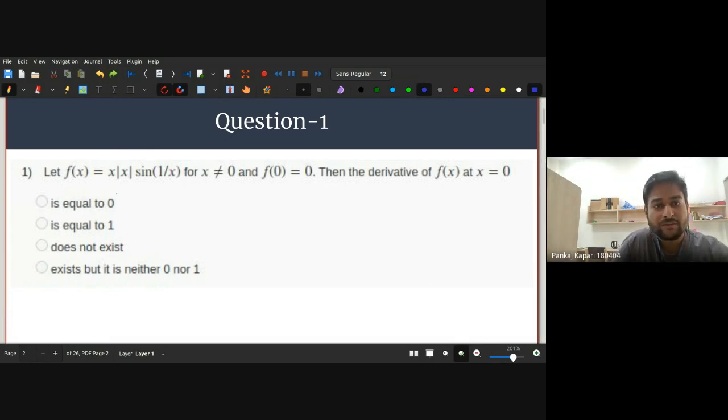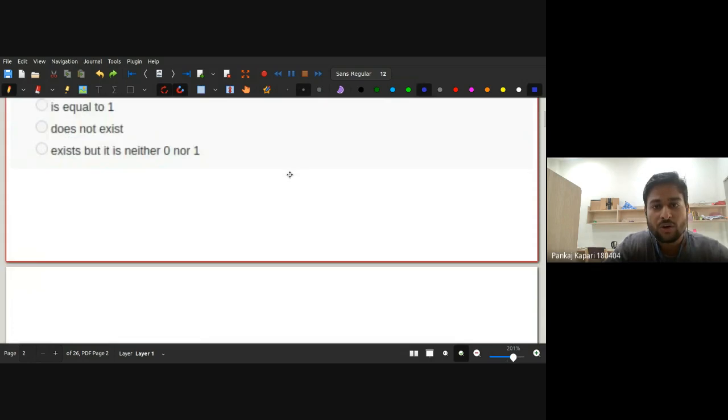You can see that we have been given a function. So this is our function for when x is non-zero, and at 0 the function value is 0, and we have to find out what is the derivative of the function at x equal to 0.